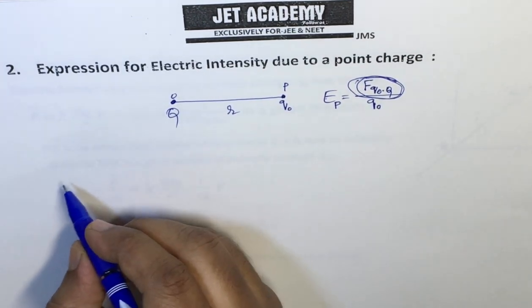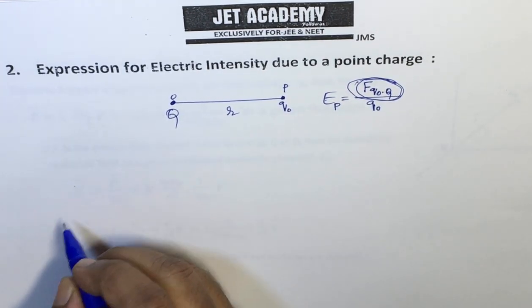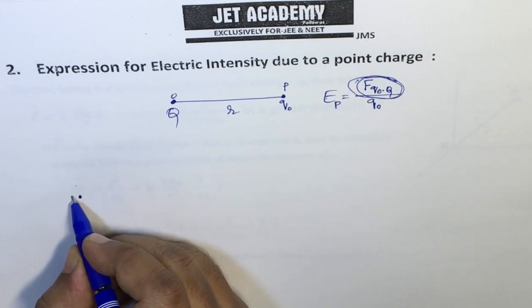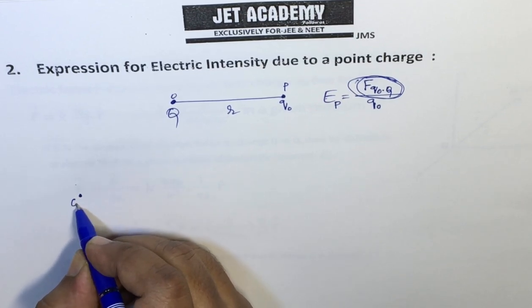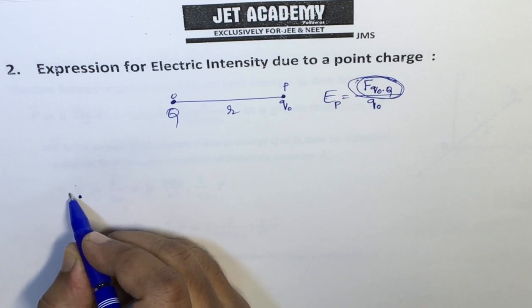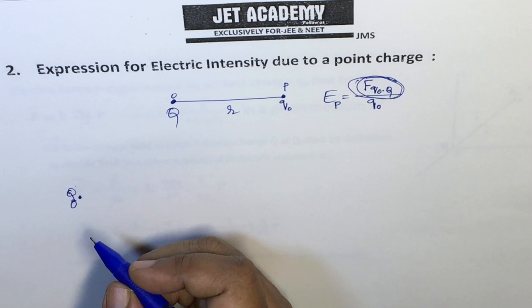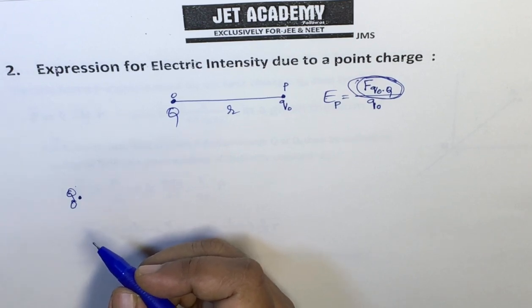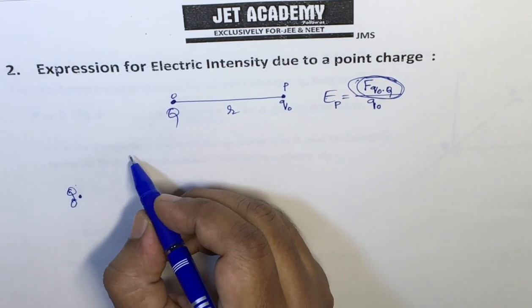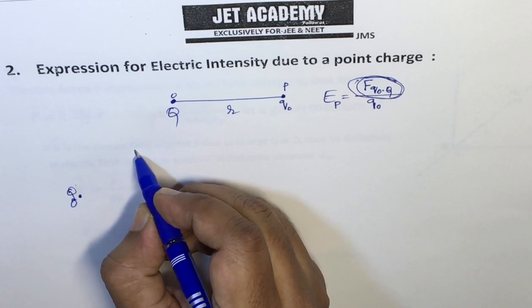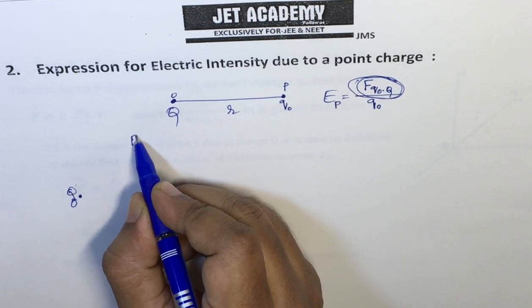I will take a charge at point O. The charge is going to be the source charge, due to which we have to find the electric intensity. Then I am going to choose a point P at which I have to find the electric intensity.